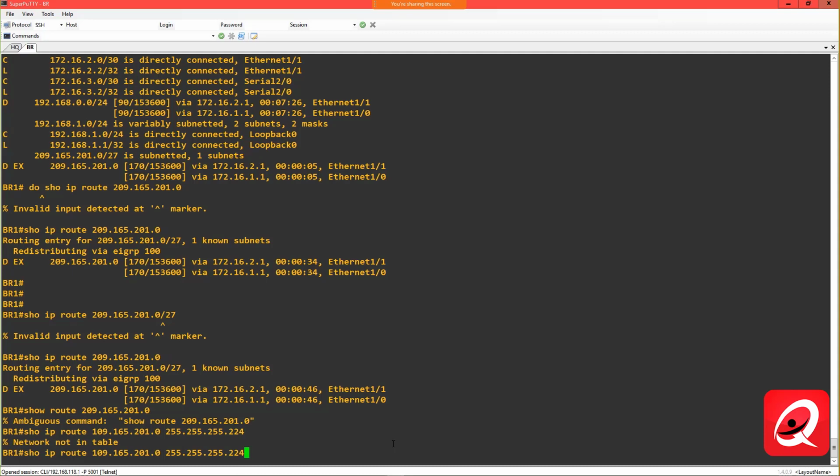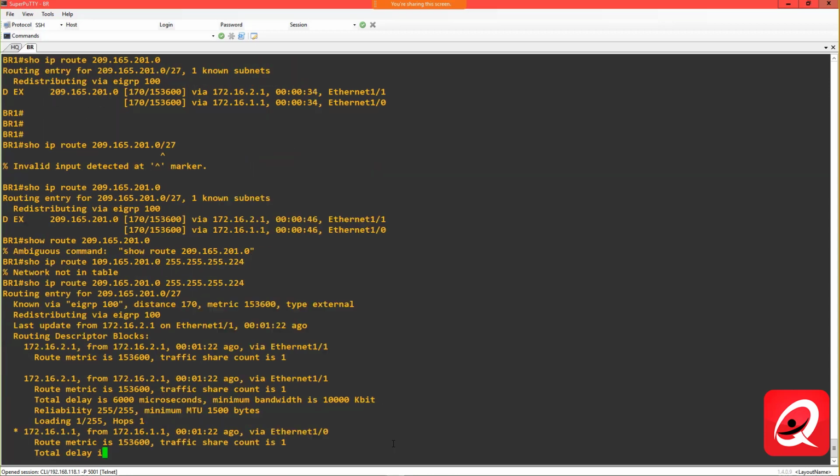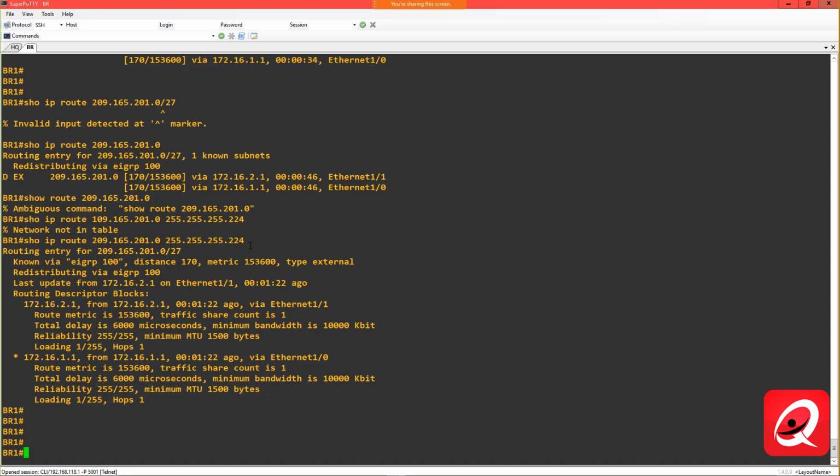Why is it doing that? It should be 209.165.201.0. There we go. That's what I wanted to see. I don't know why I didn't put the mask in there. But anyway, I wanted to see what it was using for the seed metric. So we can see here that it's putting in a delay of 6,000 microseconds and a bandwidth of 10,000 kilobits per second. Let me try something else real quick.